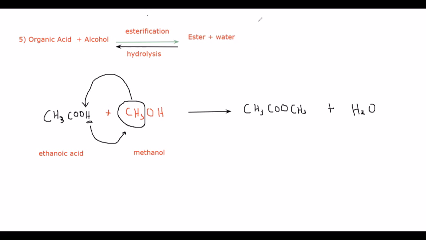And how to name an ester? The part which is connected with oxygen is considered as a branch. So how many carbon atoms are there in the branch of this ester?